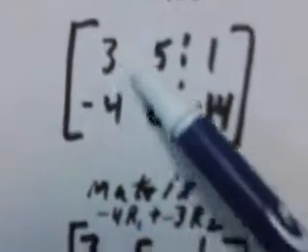That's the matrix: 3, 5, 1, negative 4, 6, negative 14. That's the first matrix. And then in the second matrix, you write the first row the same as it is in the first matrix. The first row, you have 3, 5, 1. And the second matrix, you have 3, 5, 1.